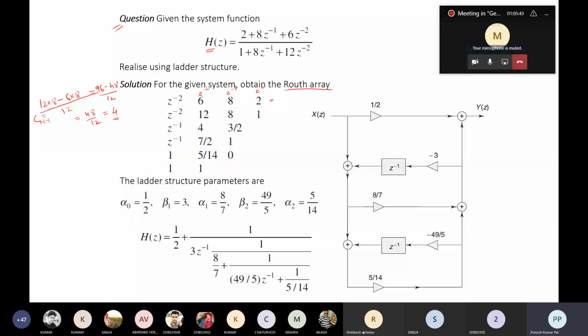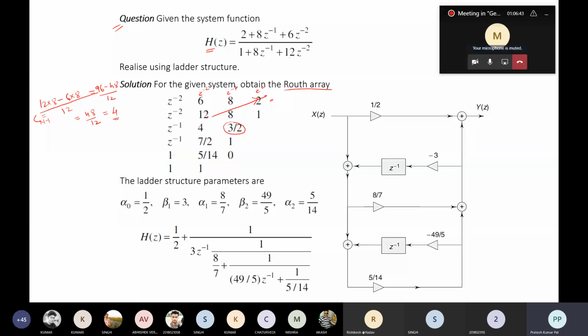To find this value, we need to multiply these two and multiply these two, and divide by this value. Sorry, there is a mistake. The previous explanation was something different. Once we need to find this value, we need to multiply these two.